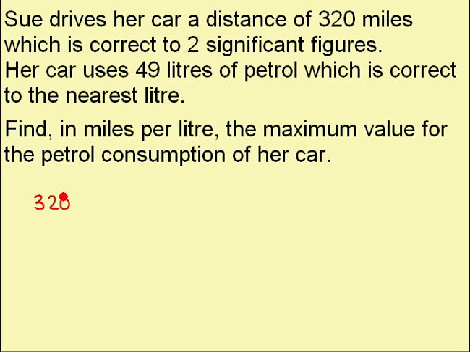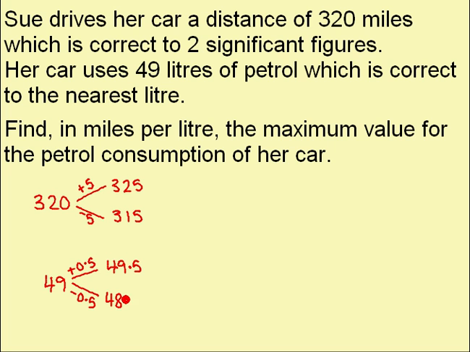So 320 correct to two significant figures means that this number is to the nearest 10. Half of that is 5, so I'm going to add on 5 and subtract 5 to get the upper and lower bounds. That's 325 and 315. Now I'm told her car uses 49 litres of petrol, correct to the nearest litre. So 1 litre divided by 2 is half a litre. So I'm going to add on a half and take away a half to get the upper and lower bounds for this number. So I get 49.5 and 48.5.